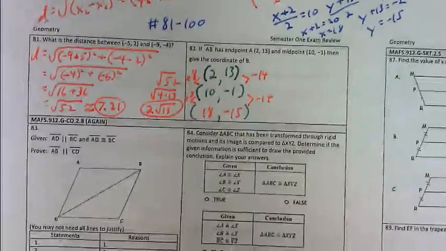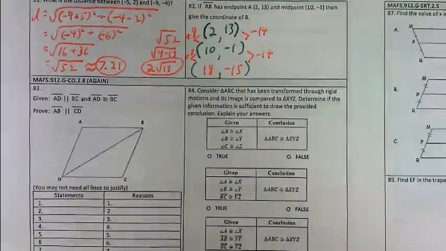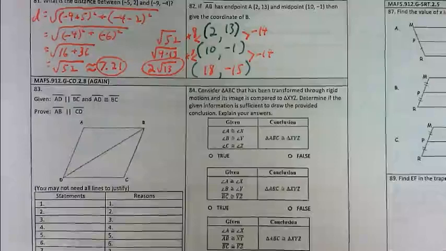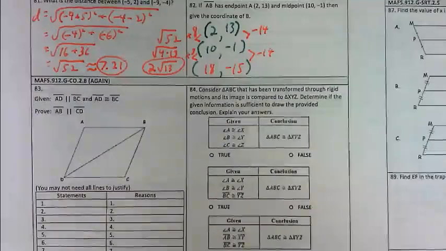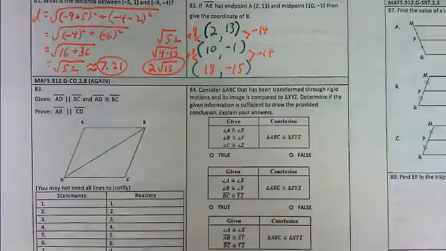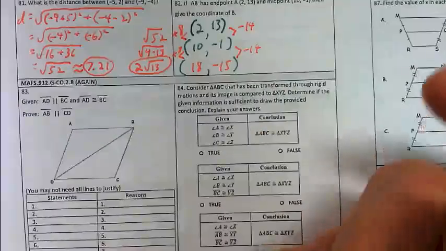Number 83. This is a proof, and they want you to do the entire proof. You don't have to use every single one of those boxes. In fact, you probably only have to use about 7 of those boxes. But you kind of need a little bit of a game plan as to what you are going to have to do in order to prove that we have parallel lines.